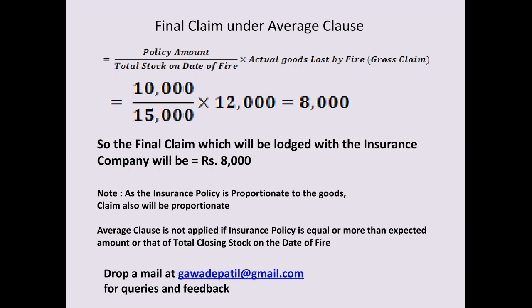We have to remember one thing, that the insurance policy is proportionate to the goods, because the total stock is worth rupees 15,000, but the policy amount is merely 10,000. The full claim will be sanctioned if the policy amount is equal to or more than the closing stock on the date of fire. Then average clause will not be applied and the gross claim will be sanctioned as the claim.